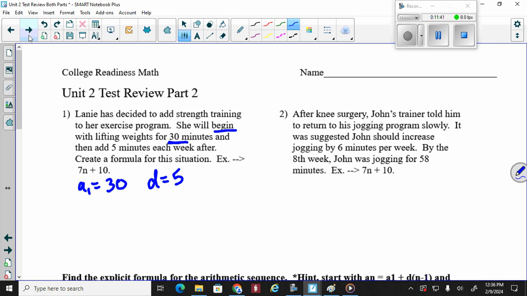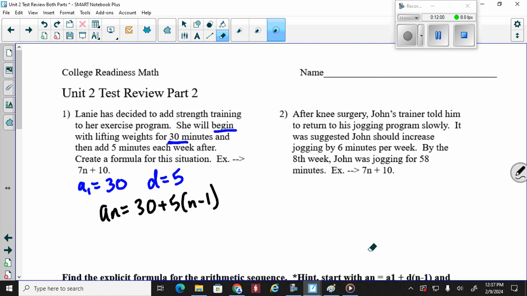Remember, do not go, oh, that's easy, that's 30 plus 5n. Do not do that, because A of 1, as well as your common difference, does not just blindly go into the answer. So A of n is equal to 30 plus 5 times n minus 1. Distribute, and then we're at 30 plus 5n minus 5. Combine the first, combine the last: 5n plus 25.